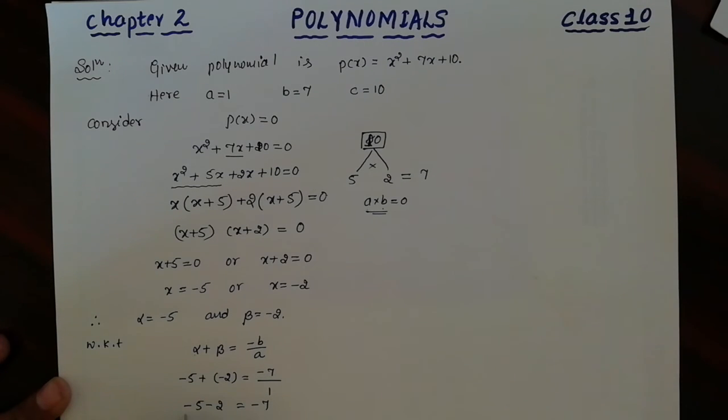Now look at it: minus 5 minus 2 means minus 7, which is equal to minus 7. So the sum of zeros is verified.